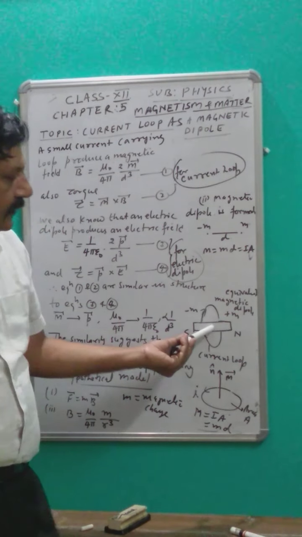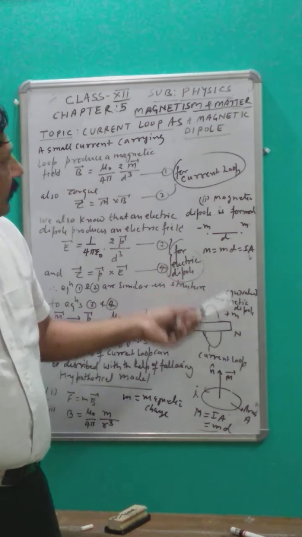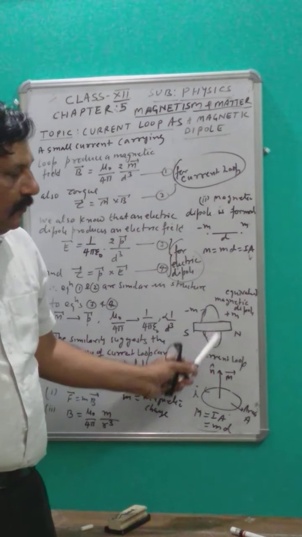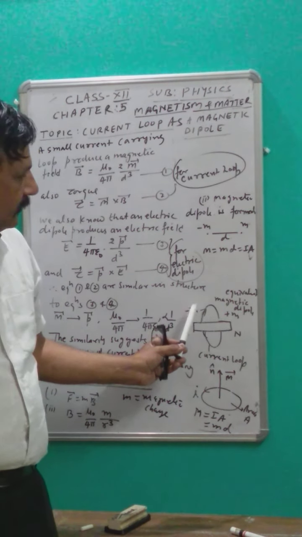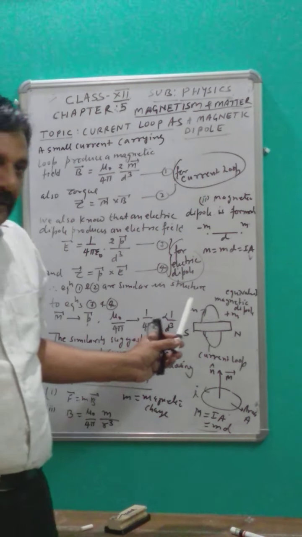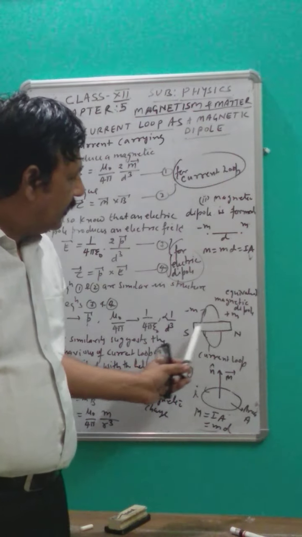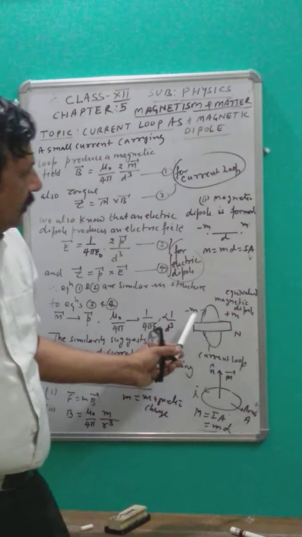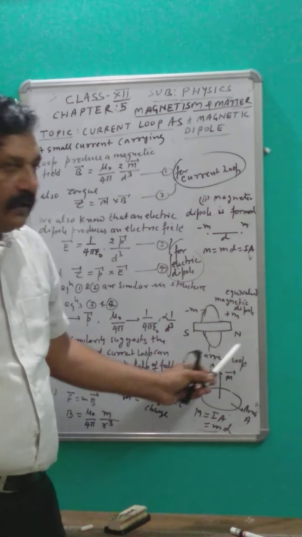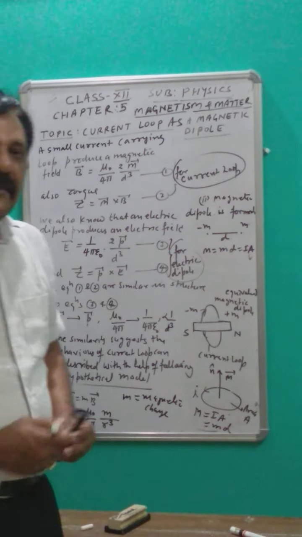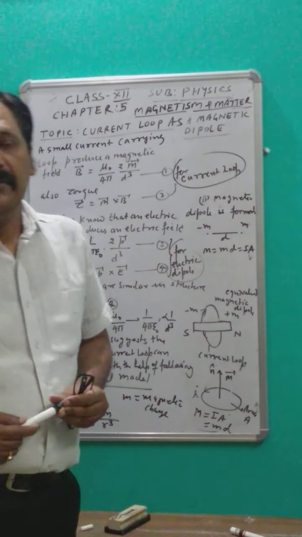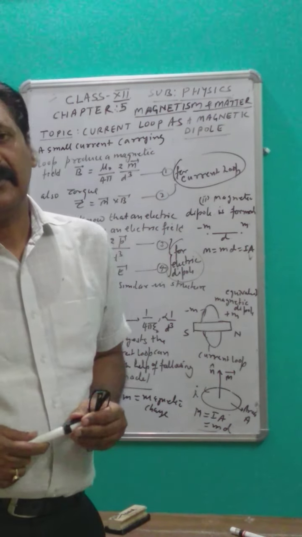This diagram shows the equivalence of the current loop with the magnetic dipole. This is the current loop. One face of the loop becomes the south pole, the other is the north pole. Here is a bar magnet, with south pole and north pole. So, equivalent magnetic dipole, current loop. On this similarity we can say that a current loop behaves like a magnetic dipole.